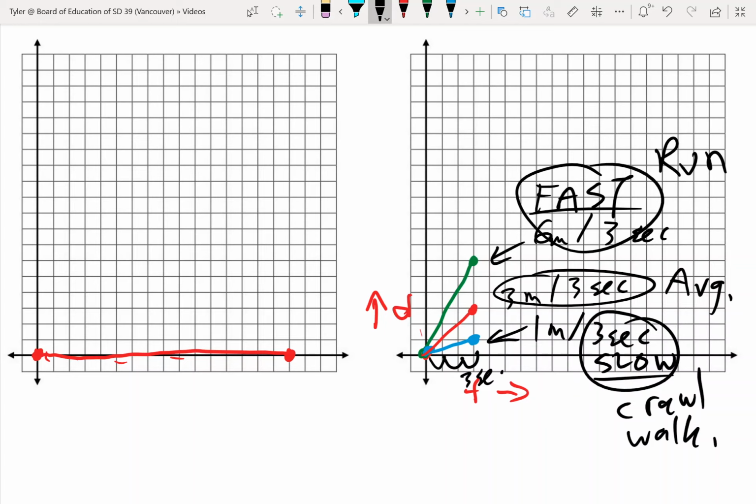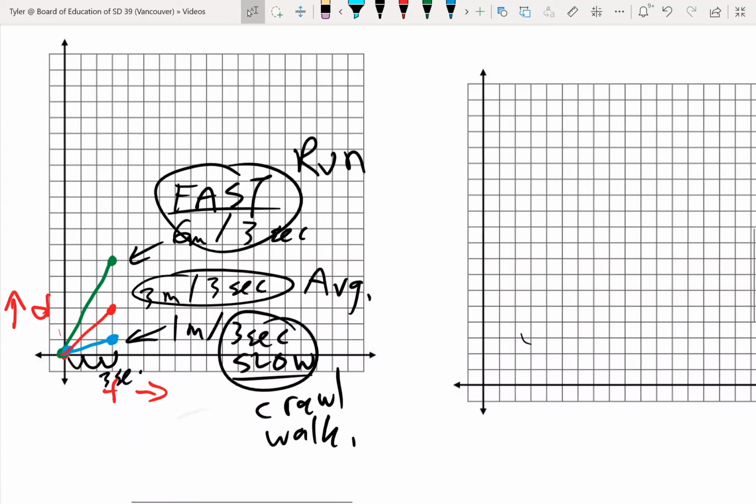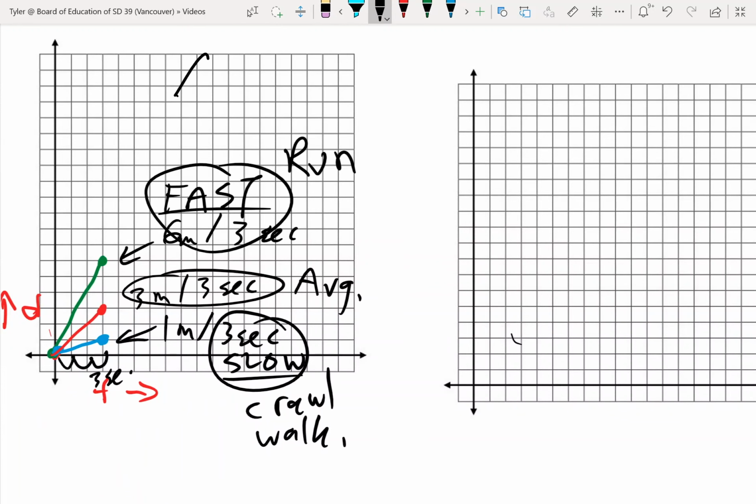Now, the other thing we have to understand is direction. So in this situation, in all 3, we were walking away because home is at 0. Home is always at 0 distance. So if I'm standing at home, I am 0 meters away. But let's say we started 4 meters away. So I'm standing right there at the start at 0 seconds. I am not at home. I am 4 meters away.